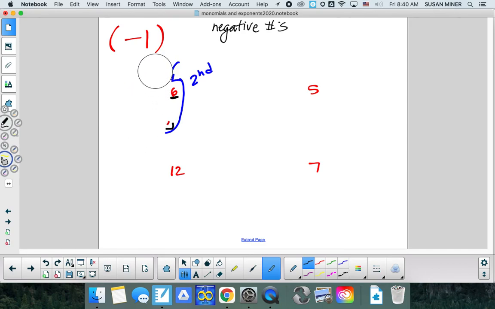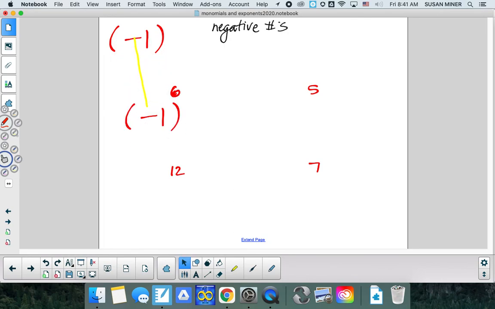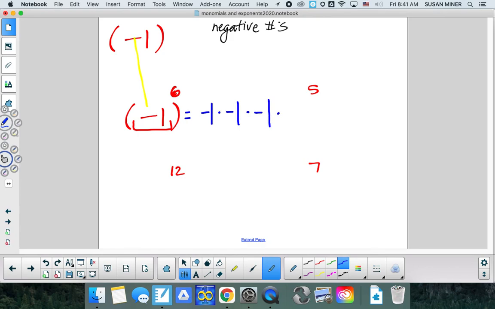However, and this is where it gets to be a little bit tricky, I'm going to use a 1 as my example here. What if I now put parentheses around that negative? Well, now the negative is included in the base this time. And so now what I have is a -1 times a -1 times a -1 times a -1 times a -1, 1, 2, 3, 4, 5, times a -1.